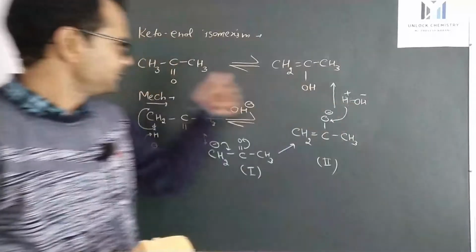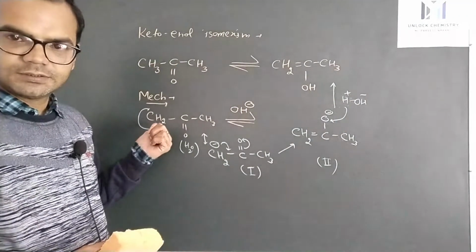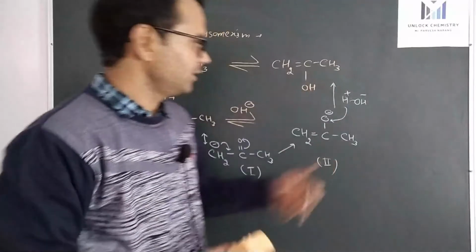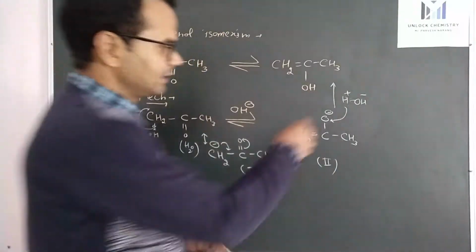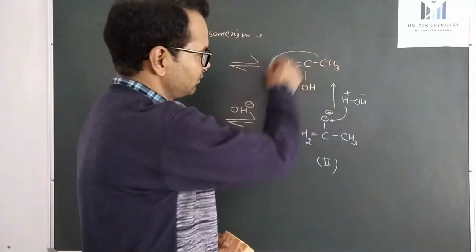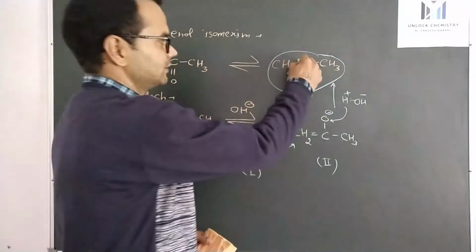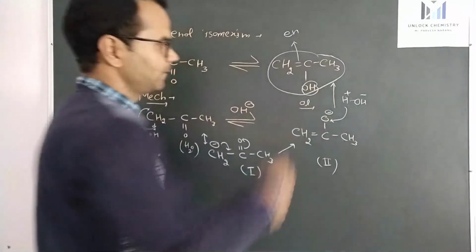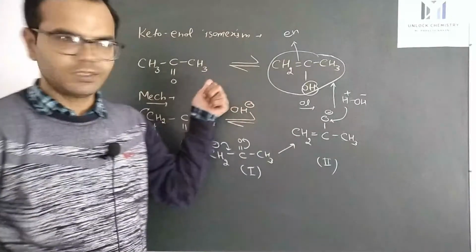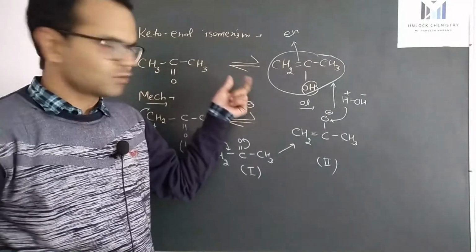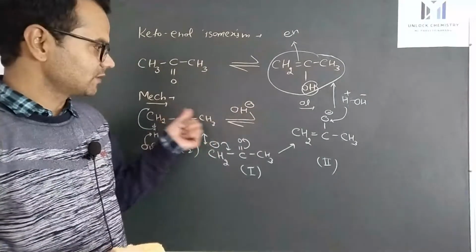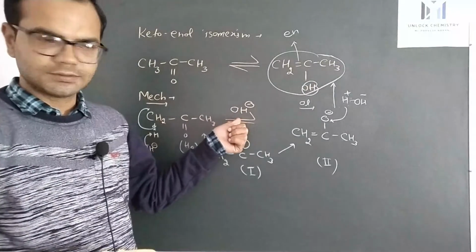This will abstract hydrogen from a second compound, a second molecule, and as a result we can see we have enol formation. This is ene and this is enol. That is keto-enol isomerism. The mechanism is very simple. My mechanism starts with the base, right?